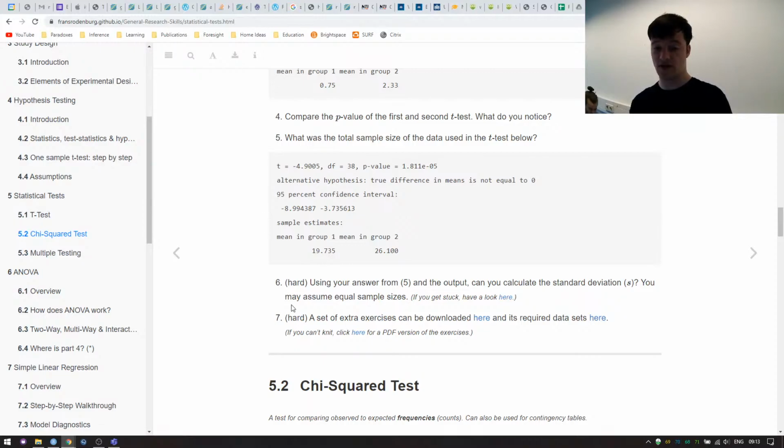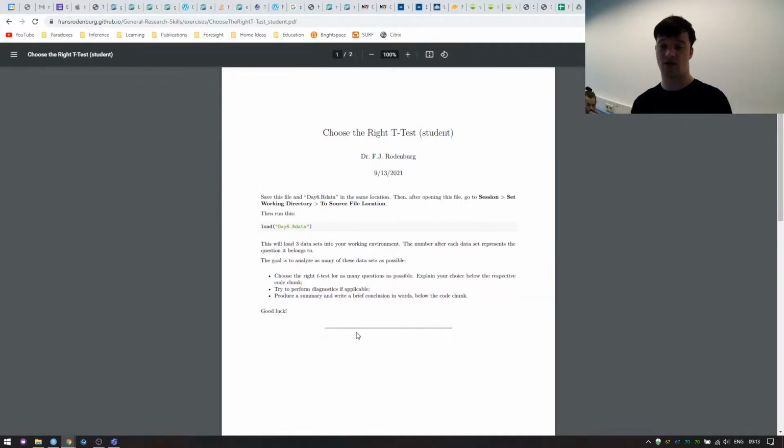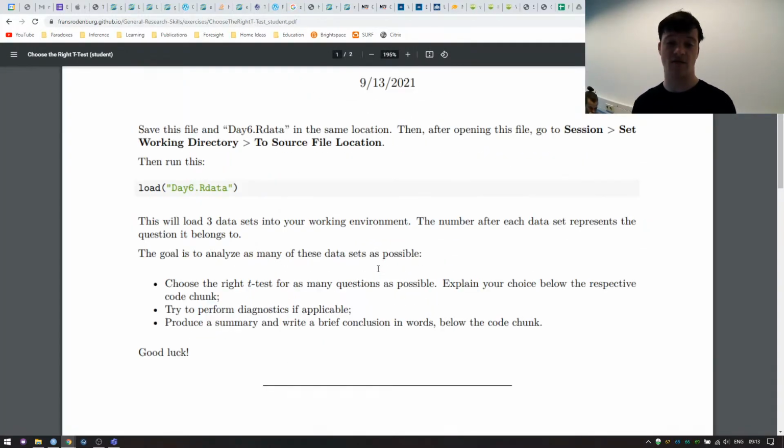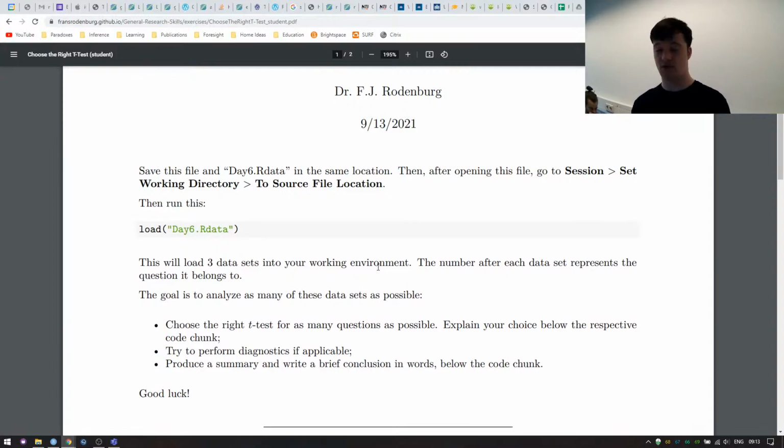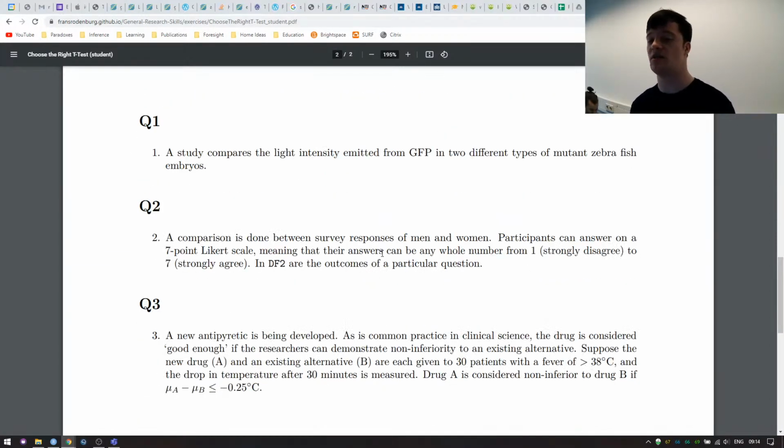There's also a new exercise, number 7, which is just like on Friday. It's a PDF you can download. There's an R Markdown file and an R data file. If you download those 2, I will show it at the end again. Then you can have a look at this. These are more challenging problems. We will discuss these tomorrow morning.